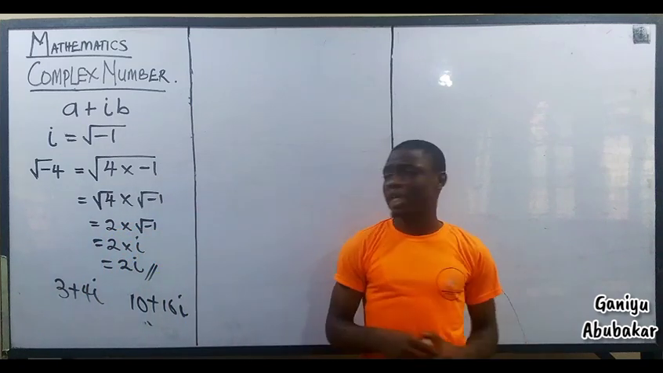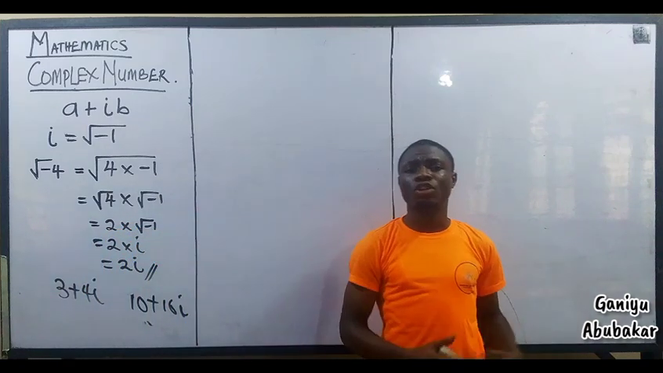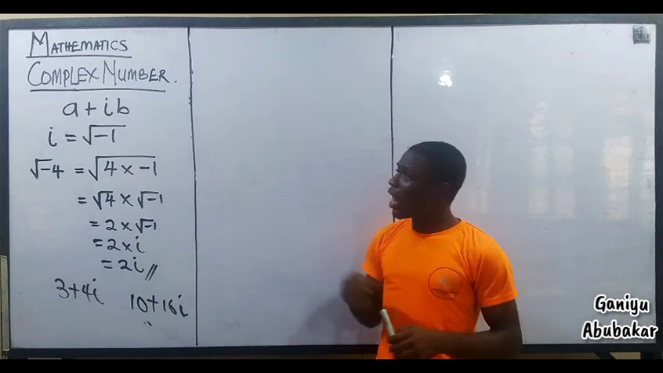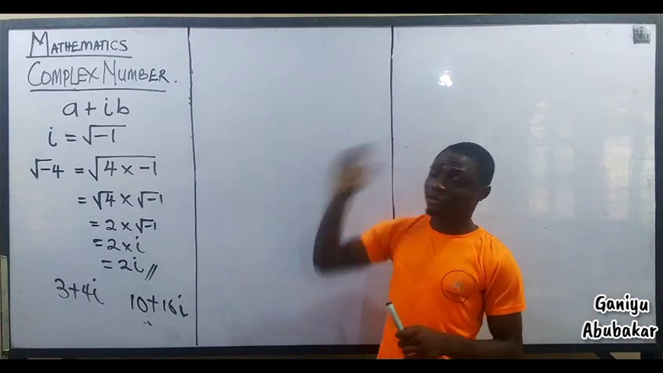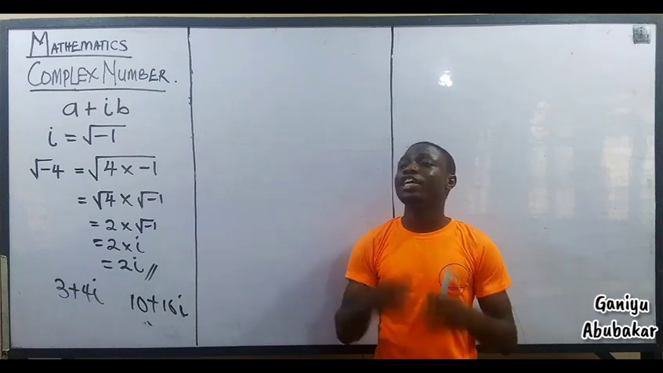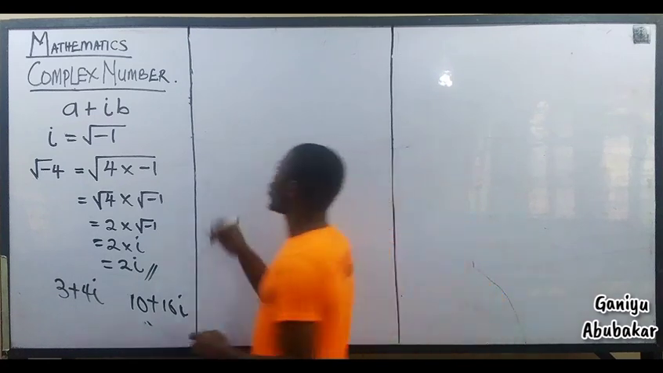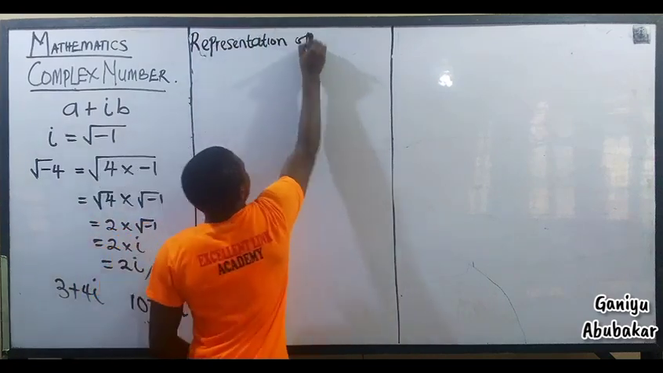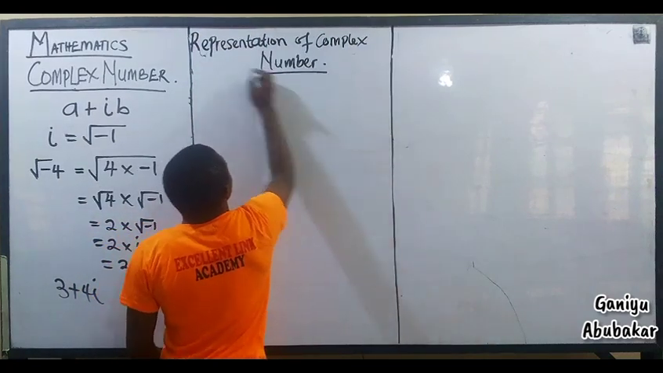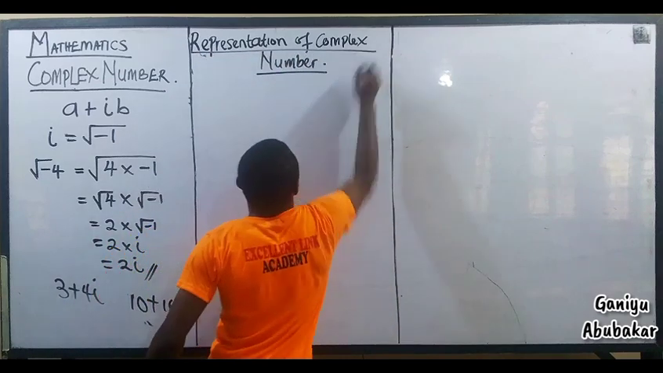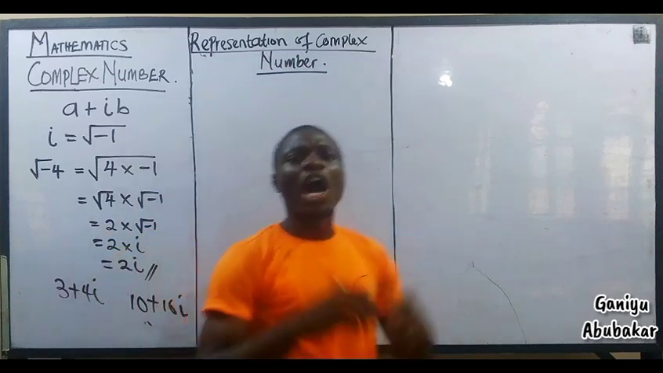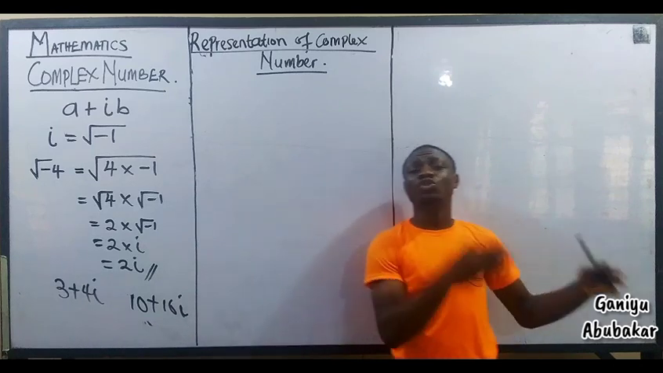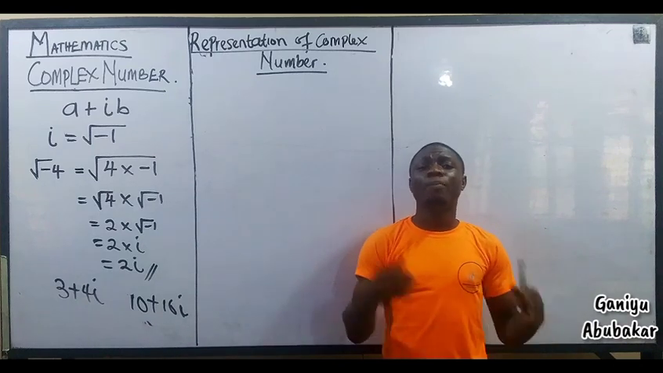Alright, let's move to the next concept, called the representation of a complex number. Having discussed the definition and the concept of a complex number, let's discuss the representation of a complex number. How do we represent a complex number? There are 3 distinct ways of representing a complex number.